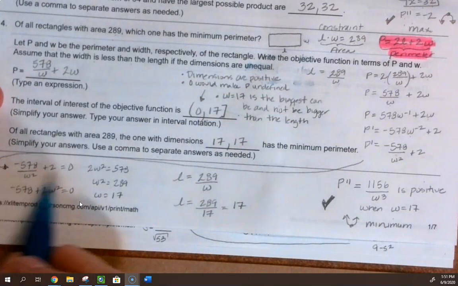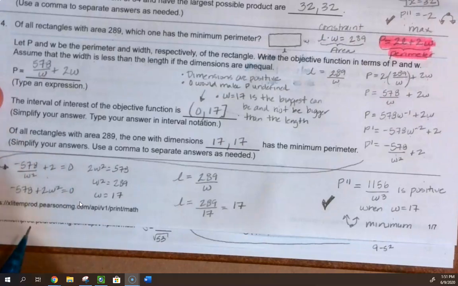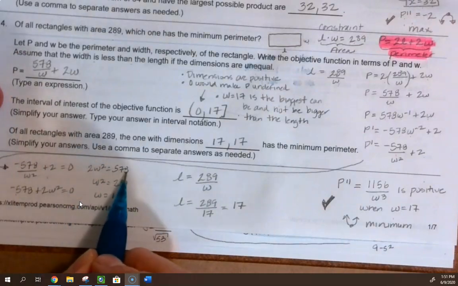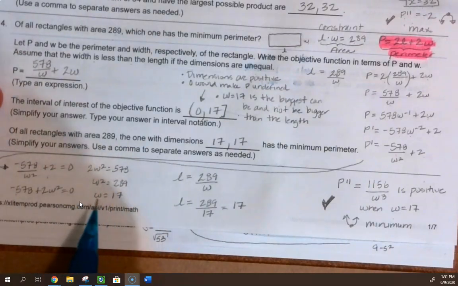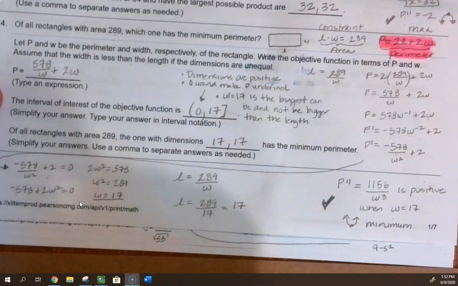The way I solve these is I usually multiply everything by what's in the denominator to get that out of the denominator. So I multiplied everything by W squared. I get negative 578 plus 2W squared equals 0. 2W squared equals positive 578, divide by 2, take the square root, and we get w equals 17.